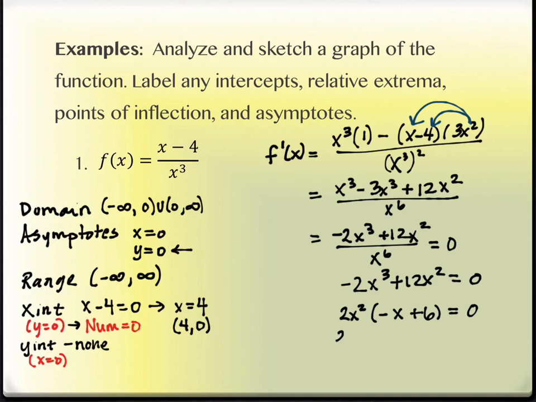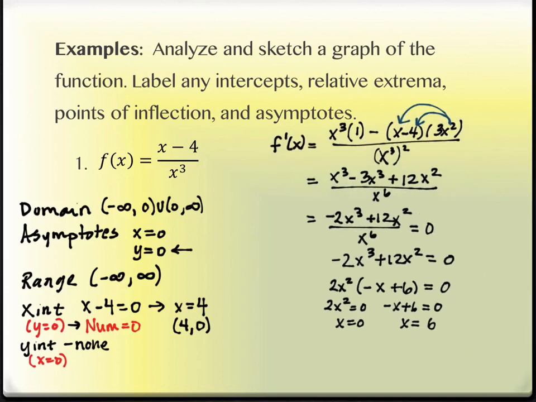And if I set each part equal to 0, here's 2x squared equals 0, and I have negative x plus 6 equals 0. And if I were to solve each of them, this is x equals 0, and this is x equals 6. Yes? It's all good. I have just enough space if I shrink it a little bit to do a sign chart for this one.